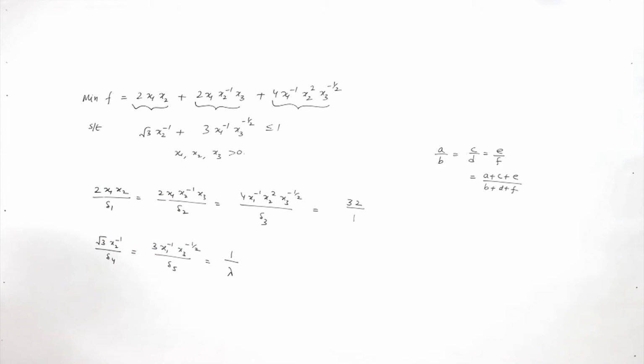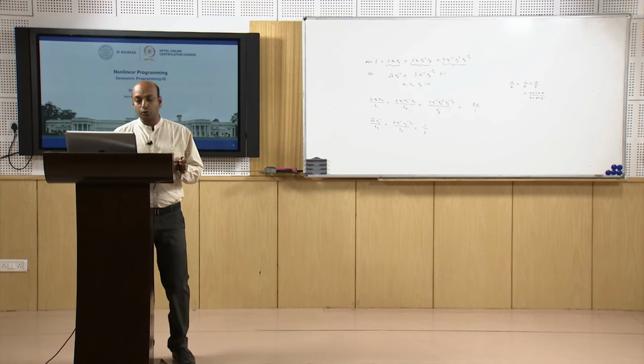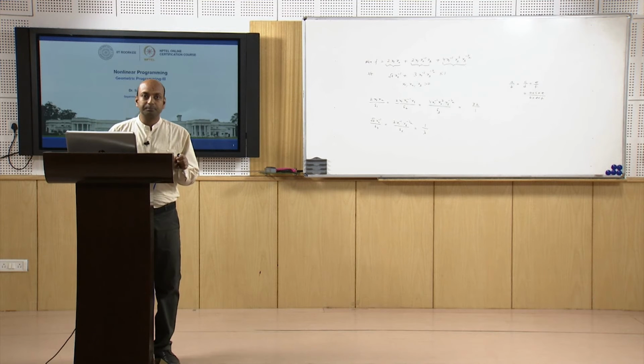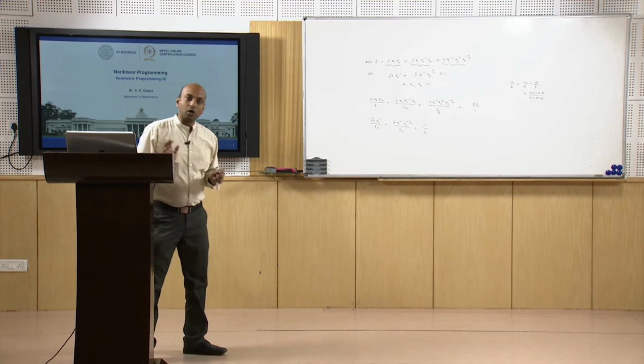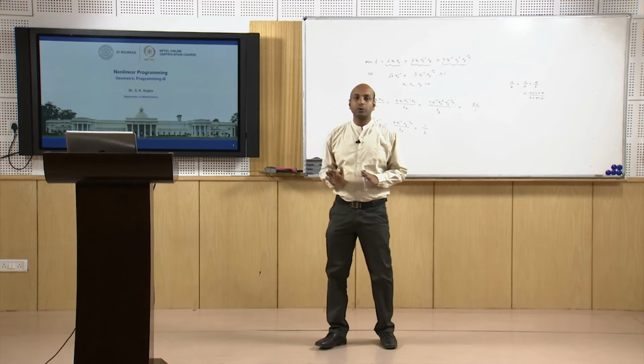Now using this equality constraint, we can easily find the values of x1, x2 and x3, which are x1 equals under root 3, x2 equals 2 under root 3 and x3 equals 12. So this will be the optimal solution of this problem. That is how we can solve problems having degree of difficulty more than 0.